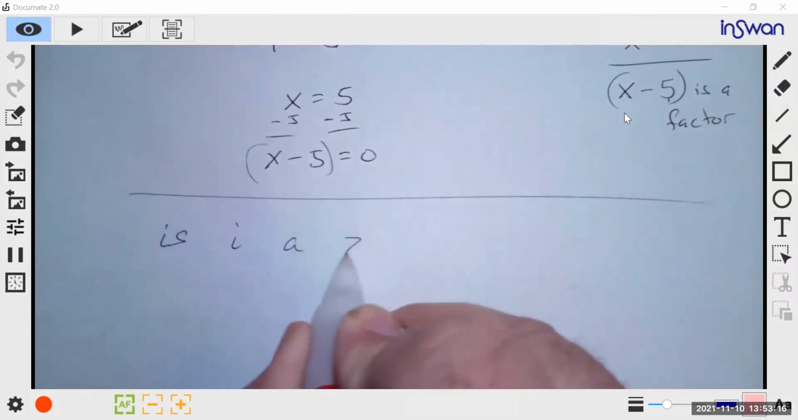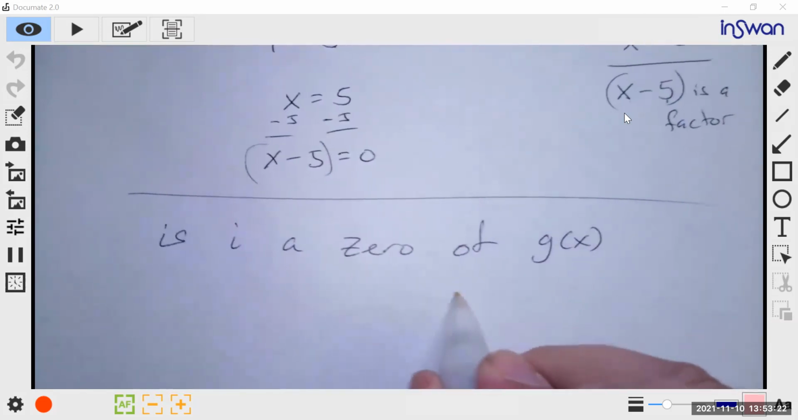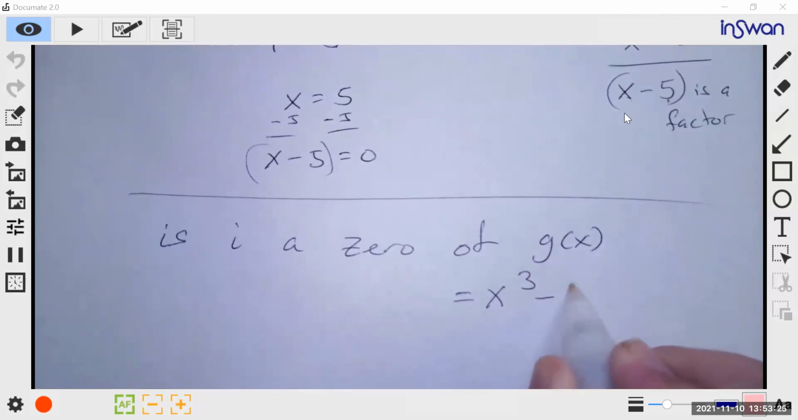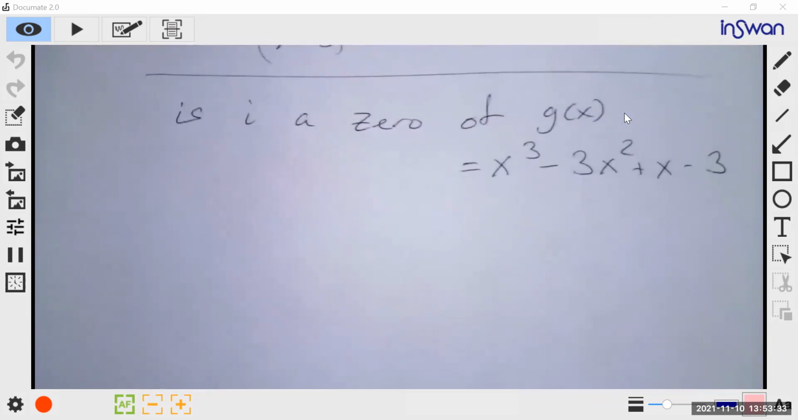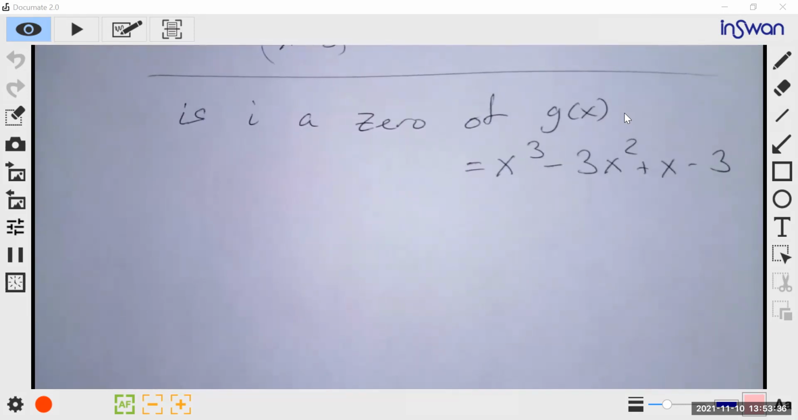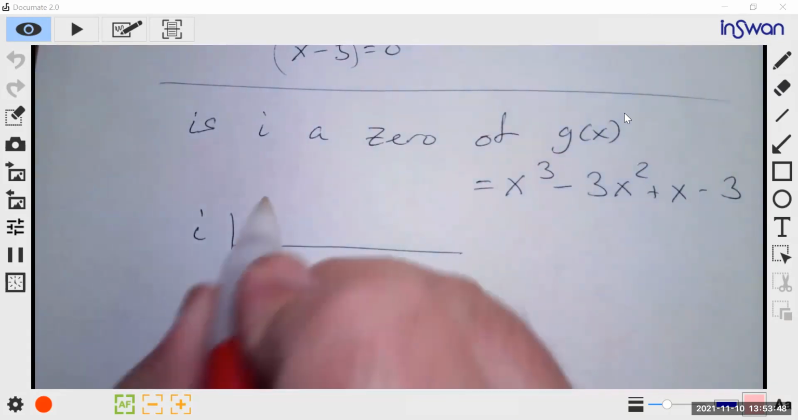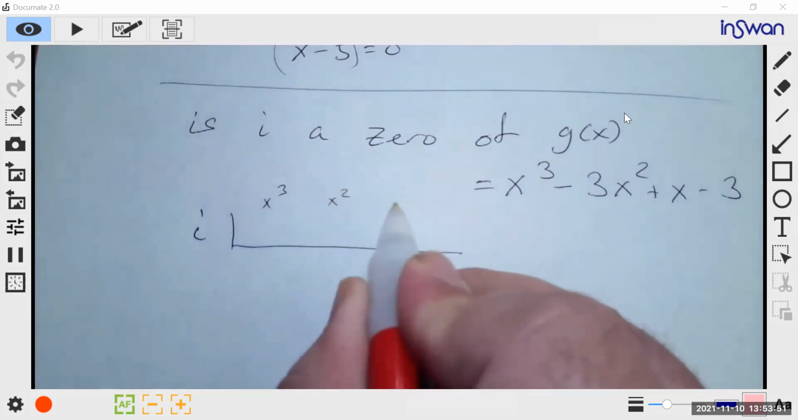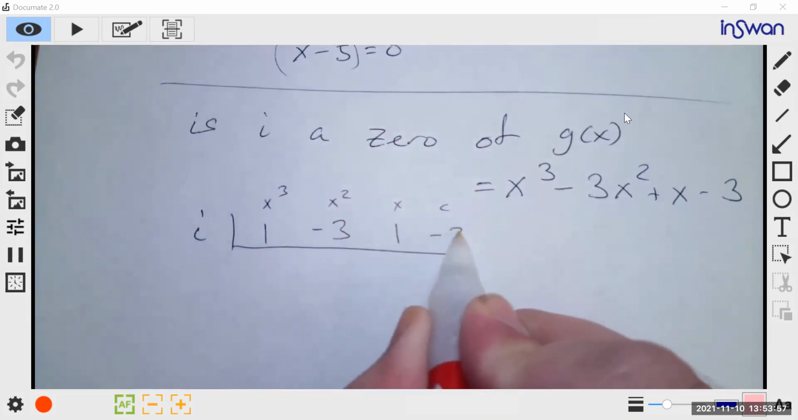Is i a 0 of this function? We can have all sorts of solutions here. Nope, i squared means negative 1. So we do long division, synthetic division. X cubed, x squared, x, and a constant. So it's 1, negative 3, 1.